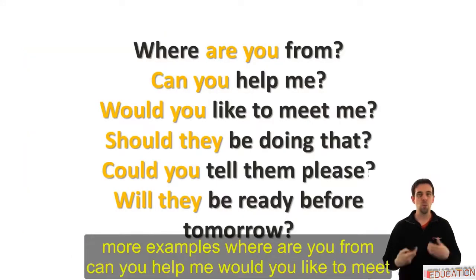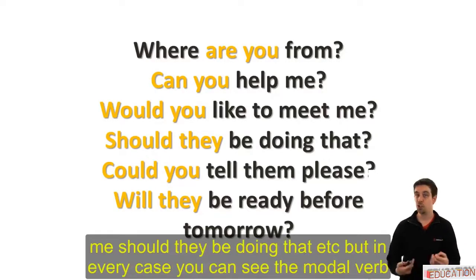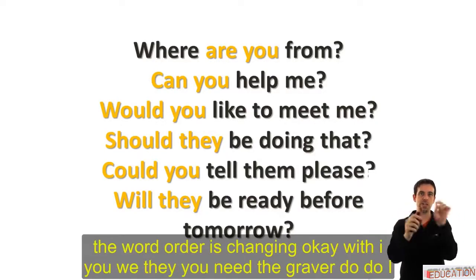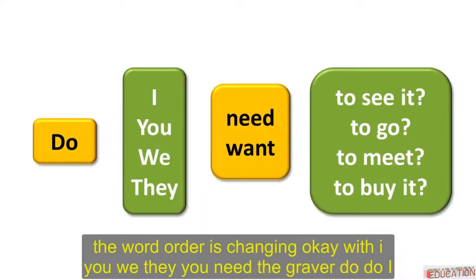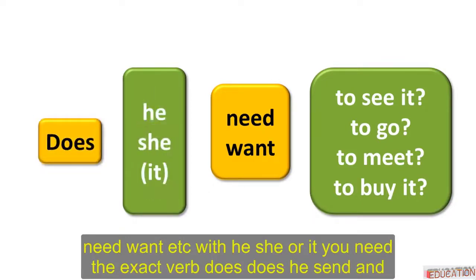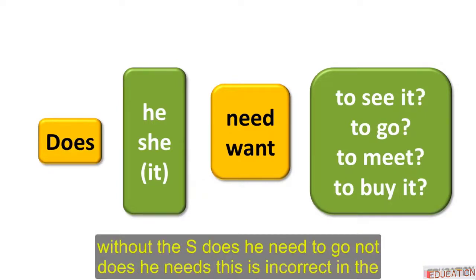Here are more examples. Where are you from? Can you help me? Would you like to meet me? Should they be doing that? Etc. But in every case, you can see the modal verb, the word order is changing, okay? With I, you, we, they, you need the auxiliary verb do. Do I need, want, etc. Right? With he, she, or it, you need the auxiliary verb does. Does he send? And without the S, does he need to go? Not does he needs. This is incorrect.